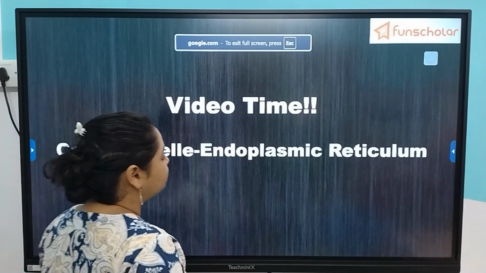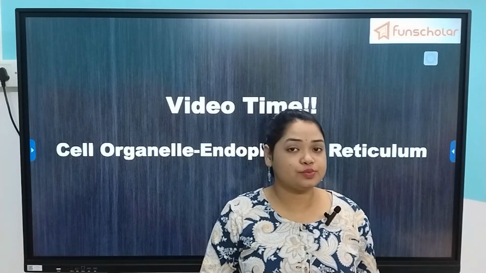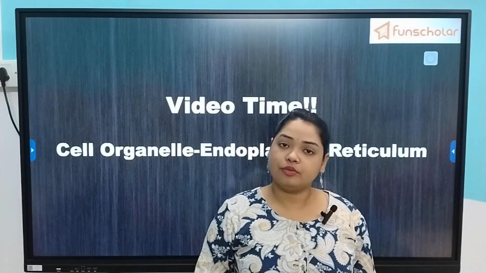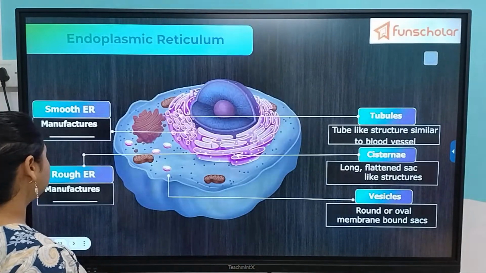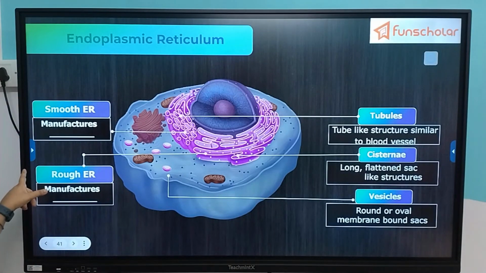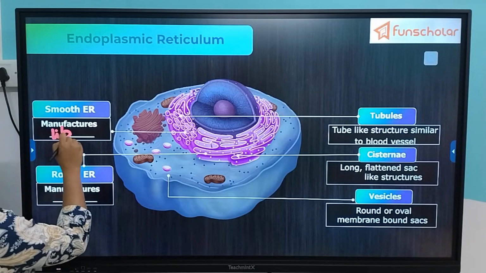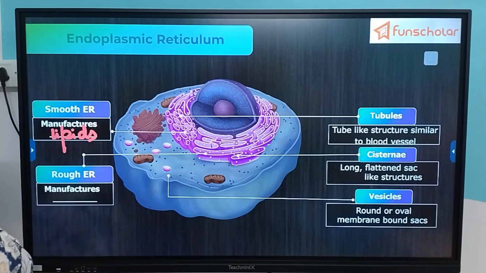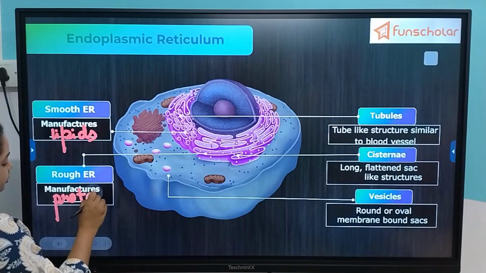So we have understood very well about the structure and function of the endoplasmic reticulum, both smooth and rough type, from the video. Right? We have discussed also before watching the video, and once again you can see that the smooth endoplasmic reticulum will manufacture the lipids, and the rough endoplasmic reticulum that contains the ribosomes will manufacture proteins which will be utilized in membrane biogenesis.